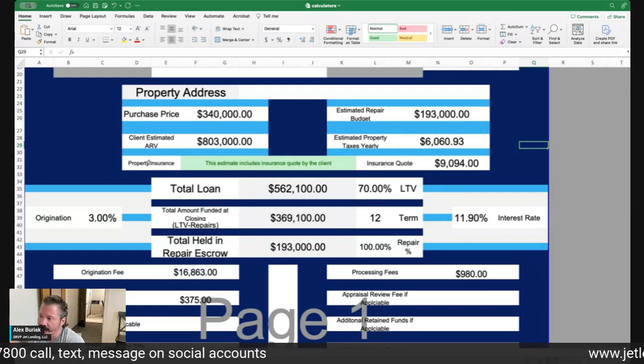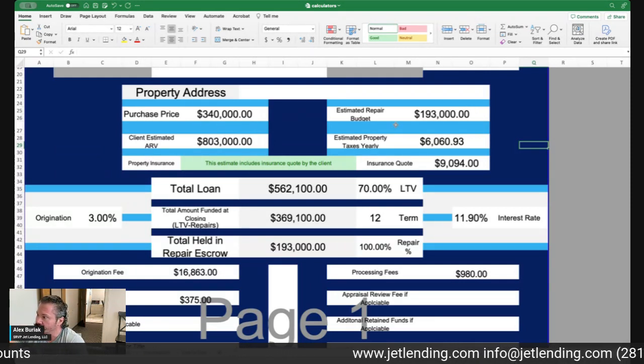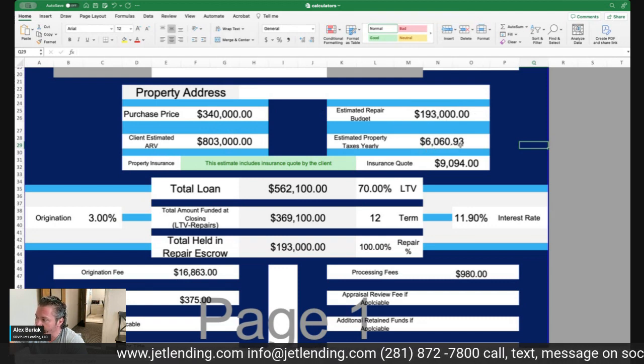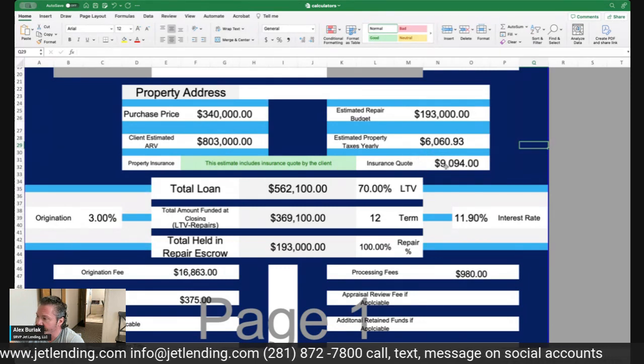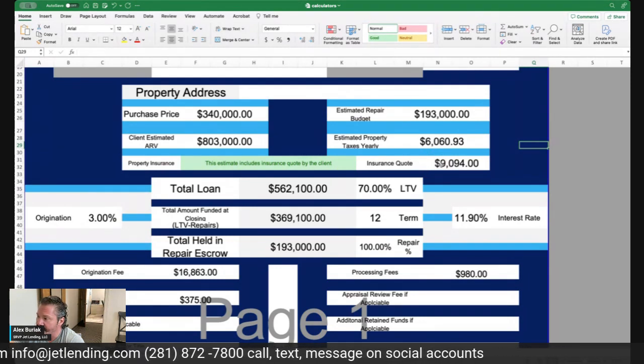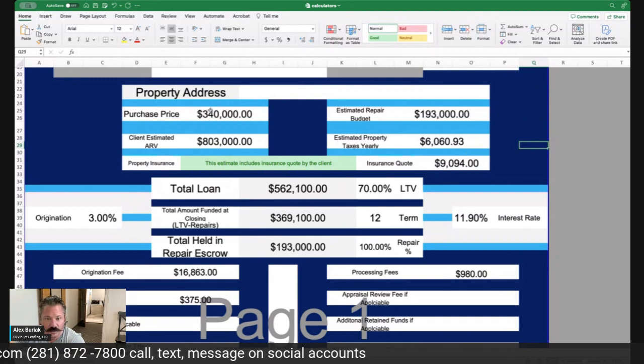So the person bought it for $340. They think it's going to be worth $803. They're going to put $193 into it. They've got $6,060 in property taxes, and they actually had an insurance quote for $9,094. Now we're going to dive into these numbers right here real quick.